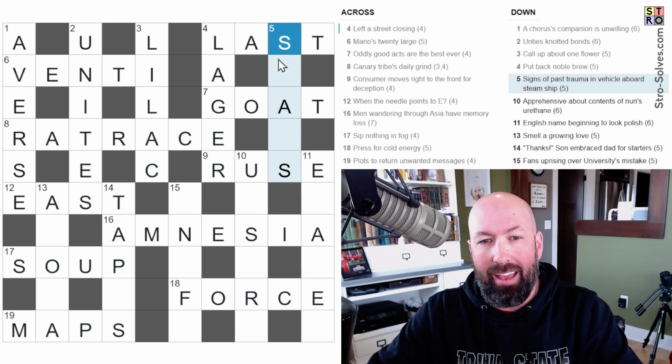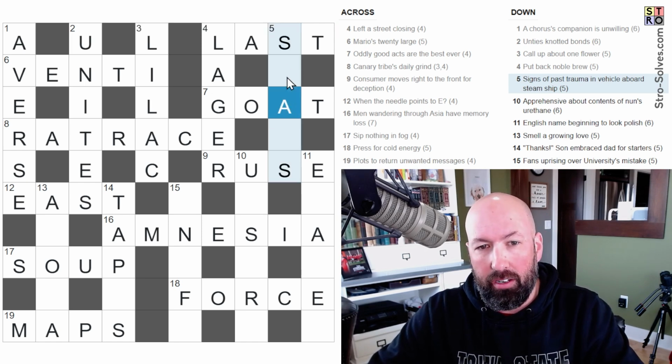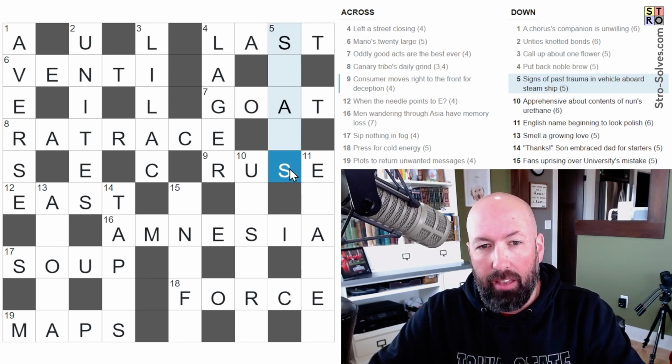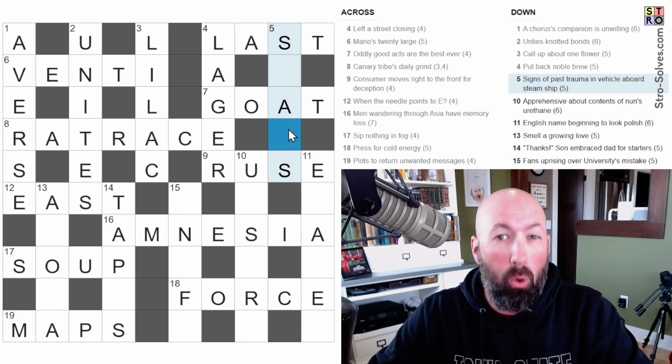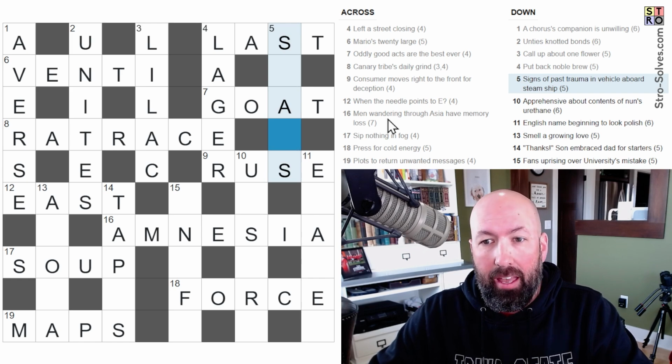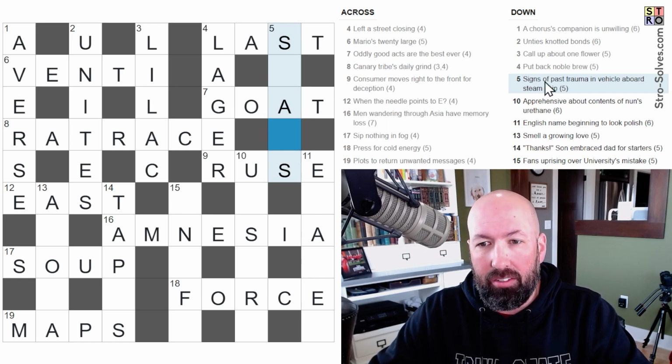And of course now we have 3 of the letters in here. So that should help a lot. If you already have the SS, that's your steamship. So we need a vehicle inside of or aboard our steamship. And it has to mean signs of past trauma.